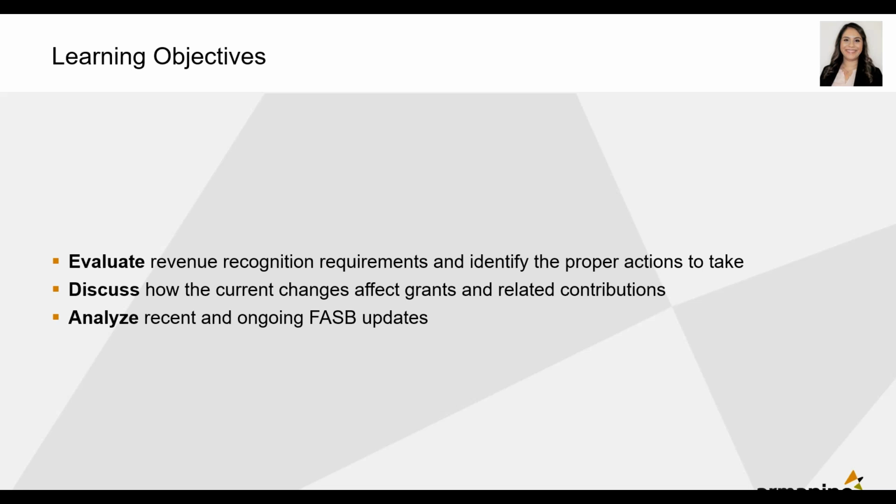Today's learning objectives are to evaluate revenue recognition requirements and identify the proper actions to take, discuss how the current changes affect grants and related contributions, and analyze recent and ongoing FASB updates.